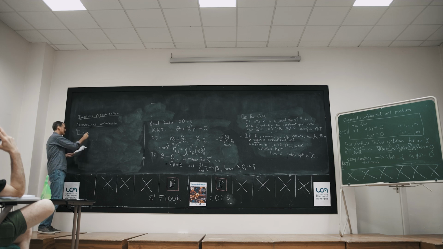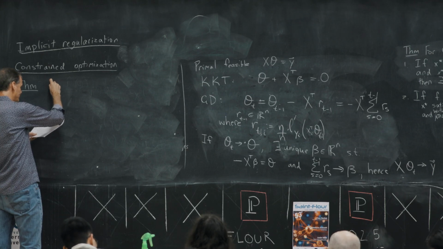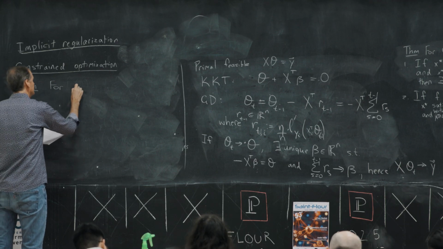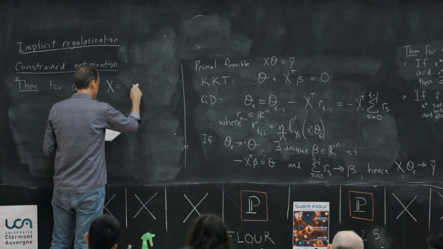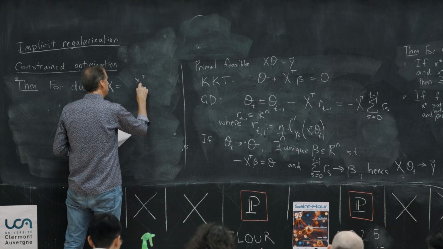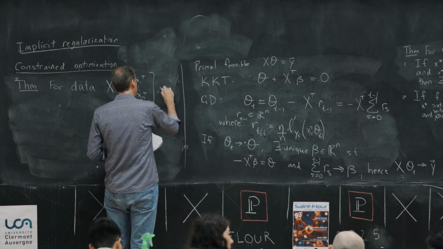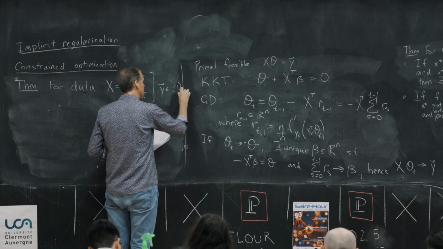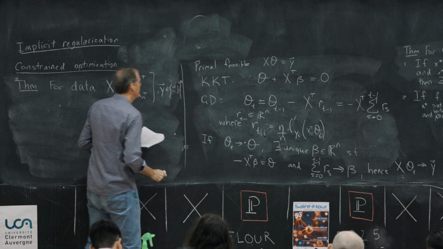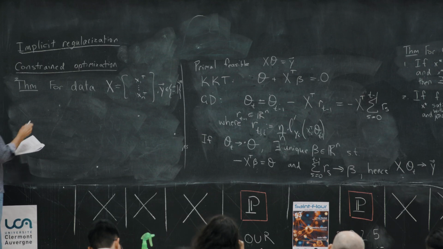Okay, so we're looking at the case of a linear classifier. We're going to use the same notation for our data. X is x1 to xn as row vectors. Y is now a plus or minus 1 vector. And we're working with linear classifiers.